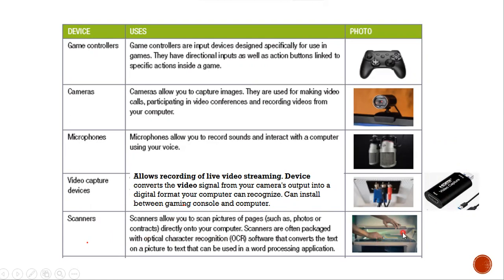Scanners, there's an example of a scanner. They come in various sizes and shapes. Scanners allow you to scan pictures or pages, such as your photos or contracts, directly onto your computer. Some of your smartphones also have an option to scan. Scanners are often packaged with optical character recognition, OCR, software. OCR software converts the text on a picture to text that can be used in a word processing application.